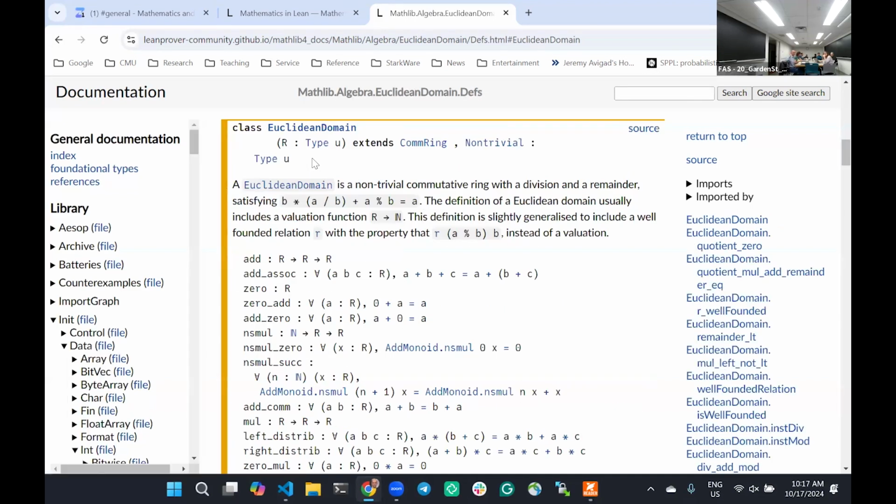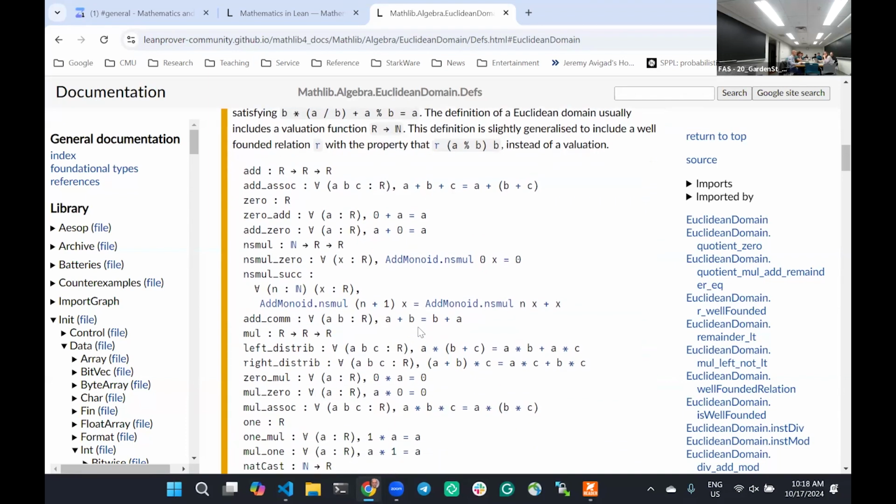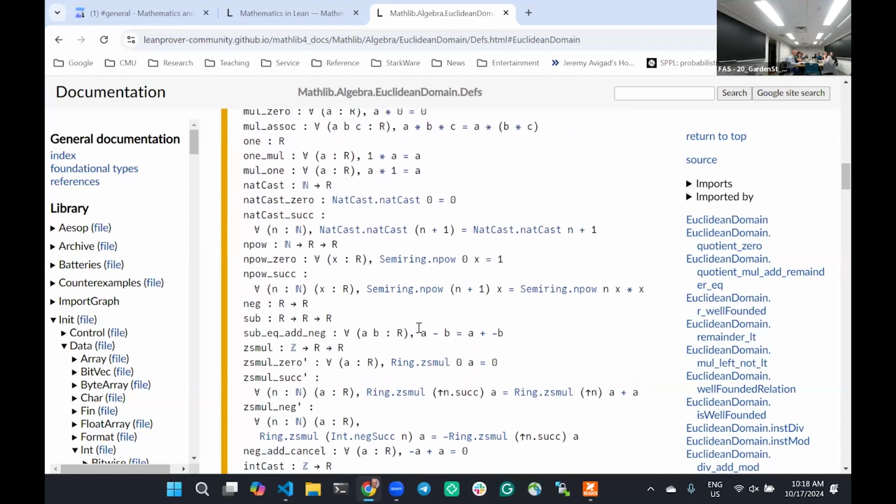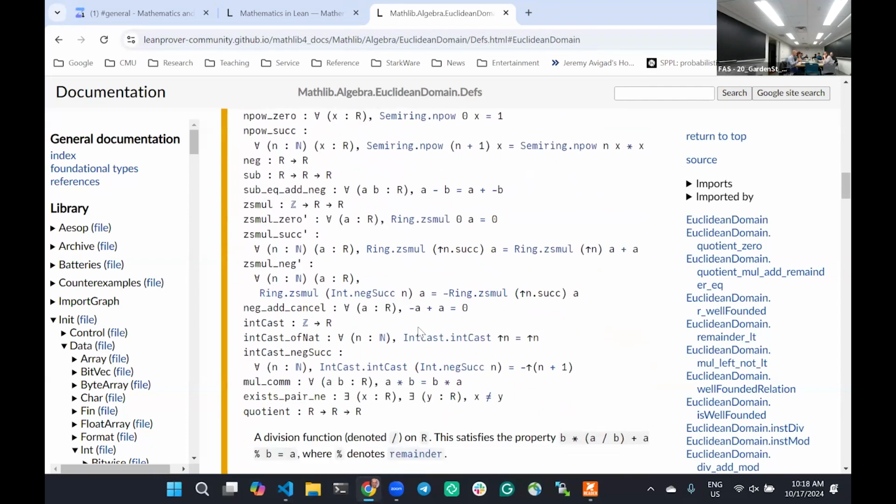And it looks like there's a lot of extra stuff in here, and later we can talk about why that's there. But if you jump to the definition of a Euclidean domain, it's a commutative ring. It's a non-trivial commutative ring, and it extends it, and basically taken all together, these are all the things that you have, axiomatically, when you have a Euclidean domain.